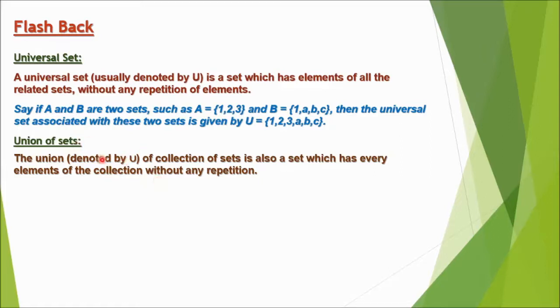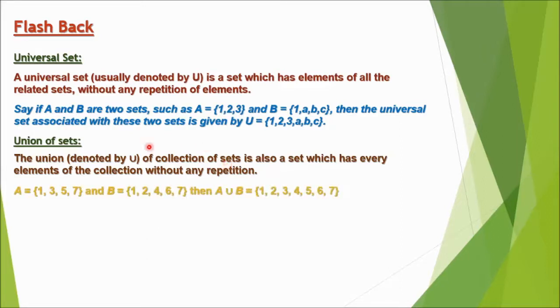Now it is also a collection of sets. It is also a set, a new set formed by taking multiple sets where every element is taken but without any repetition. Okay, it's a single set. Union of sets is a single set formed by taking numerous sets, but the elements in the set are not repeated.